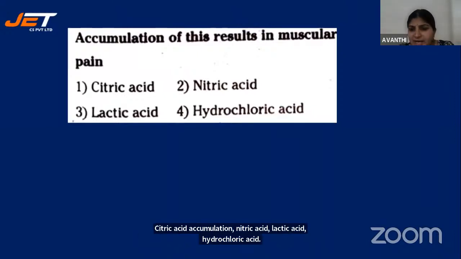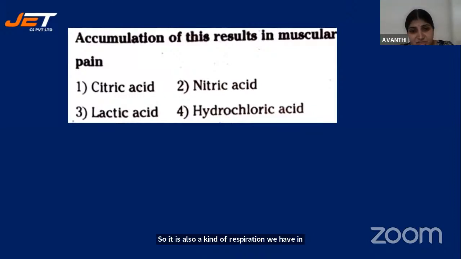So it is also a kind of respiration we have in muscle cells. During the insufficiency of oxygen, when a person is doing vigorous exercise, in order to break down the glucose, there is no oxygen or less oxygen in the cells. So at that time, what is happening? What is formed in the muscle cells? That is the answer.